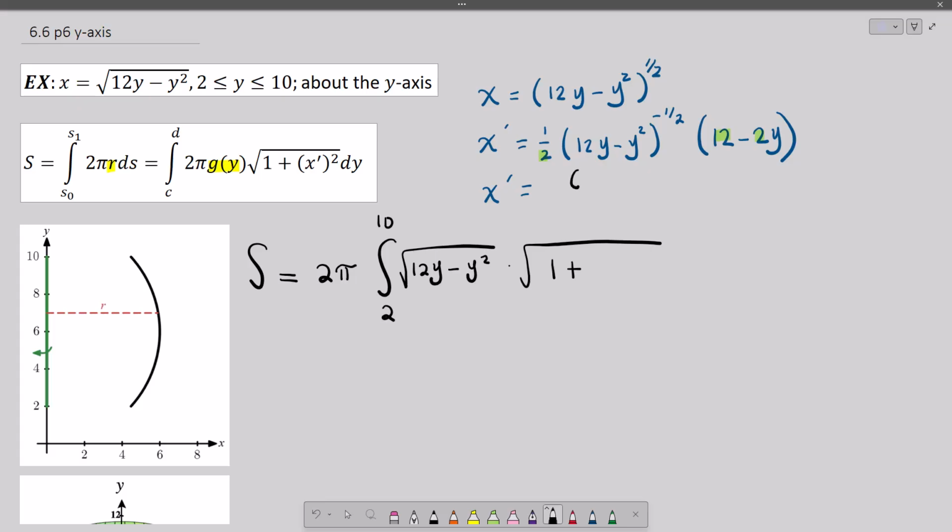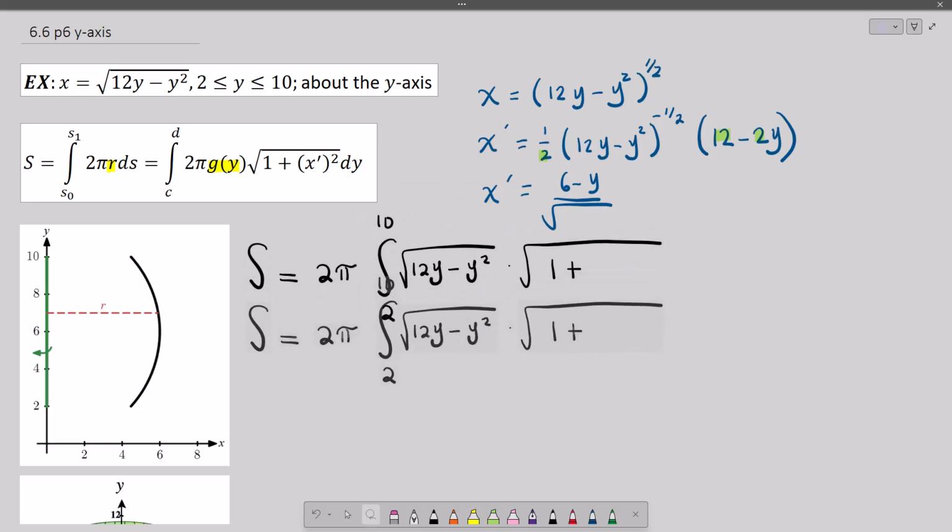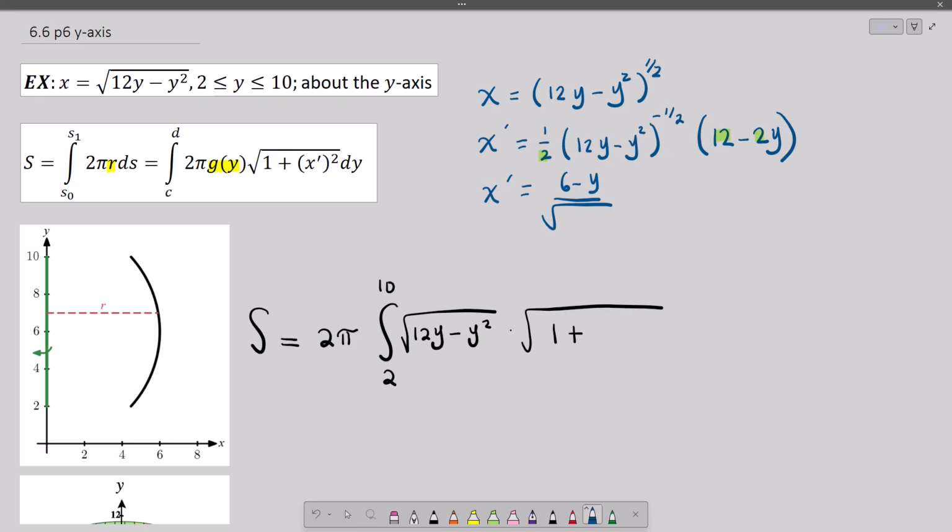So if I simplify this, this is going to be 6 minus y divided by the square root of 12y minus y squared. Let's make that a little bigger. I'm going to move this down just to give us a little more space up there. So 12y minus y squared goes in here.